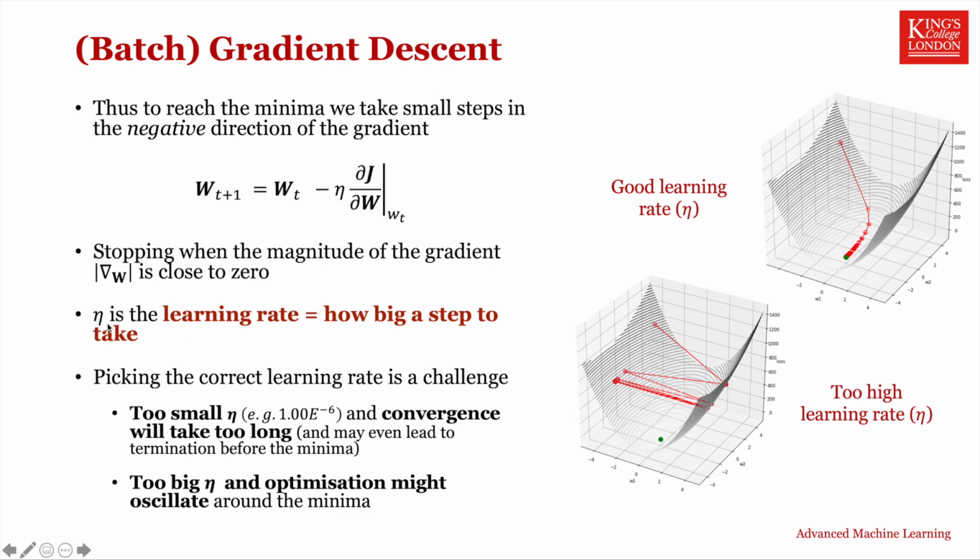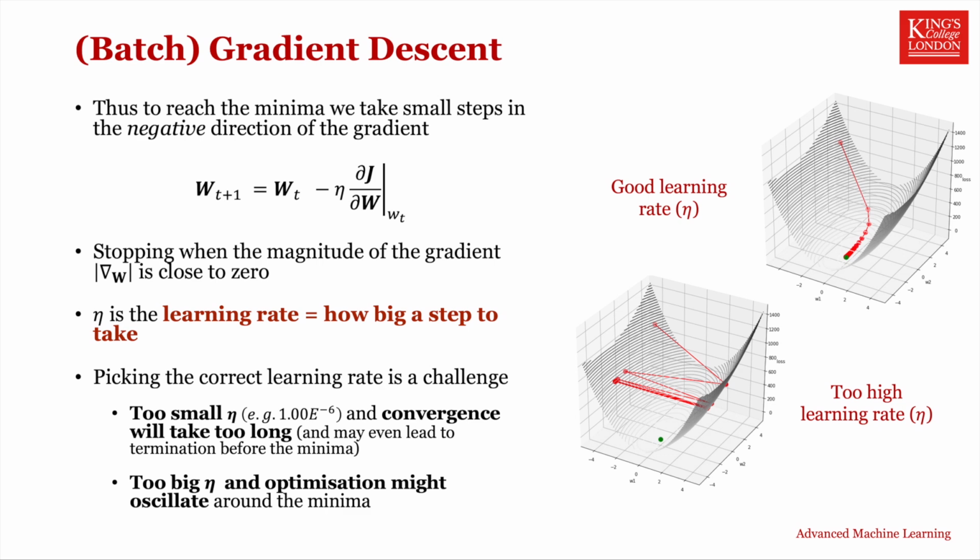Here, eta, this little Greek symbol that looks a bit like an N but isn't, represents the learning rate. It controls how big a step is taken in the direction of the gradient. And given that the goal is always just to take a small step in this direction, just a small proportion of the way, eta is always going to be less than 1.